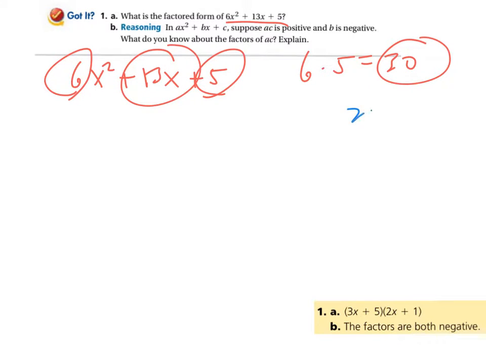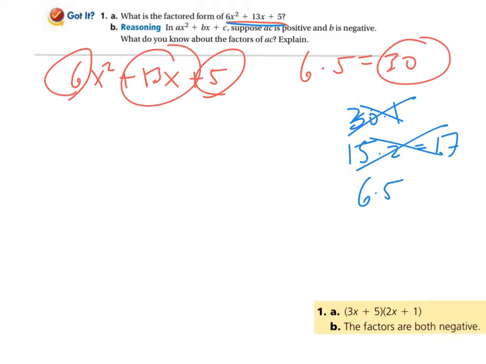I can say 30 and 1. That's not going to be useful. That creates 31. 15 and 2. That sounds promising, except that these are all positives. So 15 plus 2 is 17, so not useful. 6 and 5. So 6 plus 5, no, that's not going to do it. And then how about 10 and 3? And if I add those, I do indeed get 13. So my goal then is to create a 10 and a 3 that are going to add together to get that middle term of 13x.